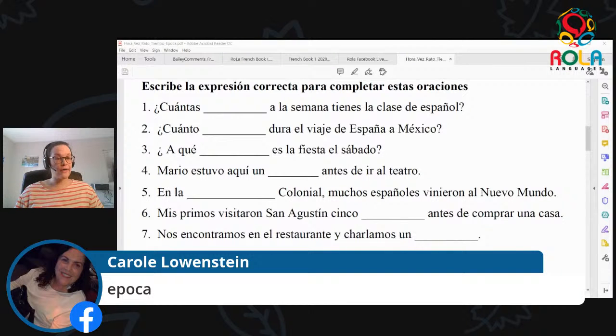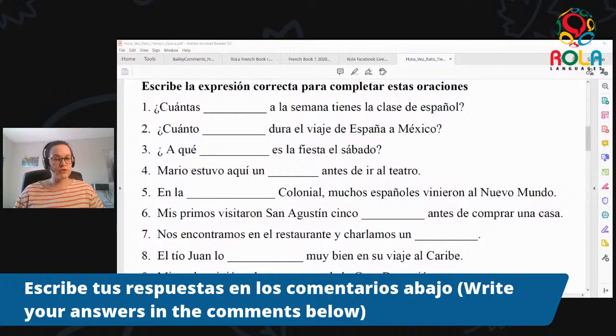So in the colonial era, colonial time, colonial period, many Spanish people came to the New World. Okay, muy bien. Número 6. Mis primos visitaron San Agustín, 5 blank, antes de comprar una casa. Okay, mis primos visitaron San Agustín, 5 blank, antes de comprar una casa.